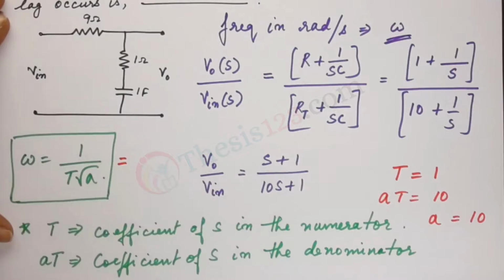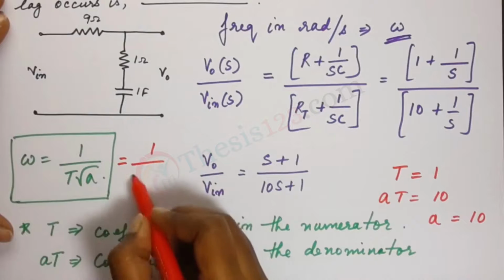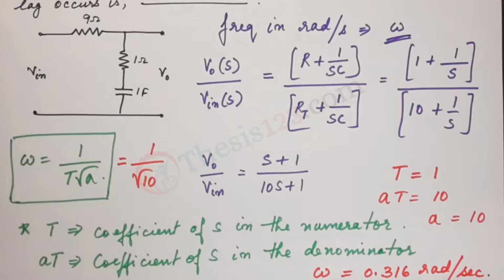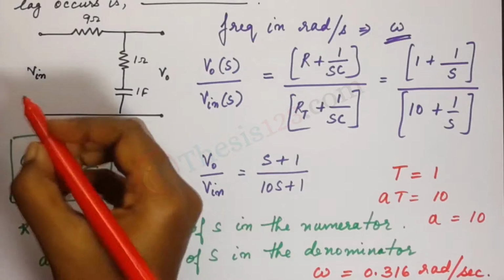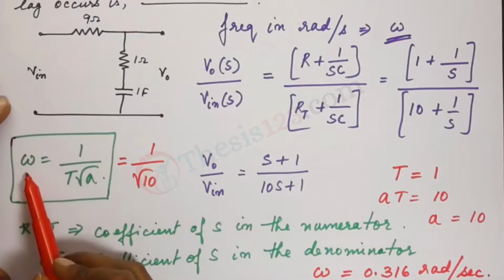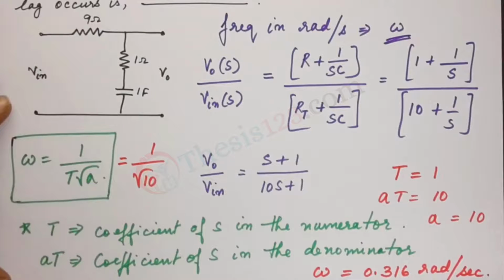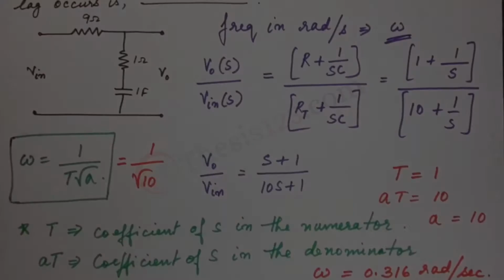Omega would be equal to 1 by root 10. So our final answer is omega is equal to 0.316 radians per second. Okay, so here is the value of the frequency in radians per second at maximum phase lag. So the formula for omega at maximum phase lag is 1 by T root A. I hope this generalization has helped.